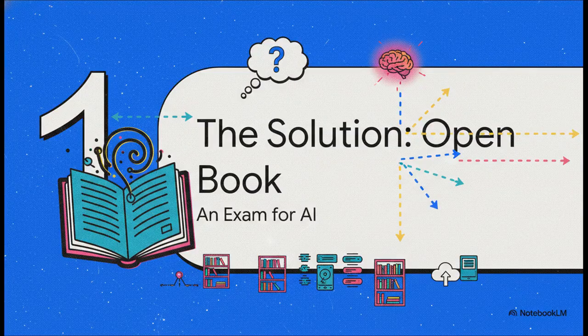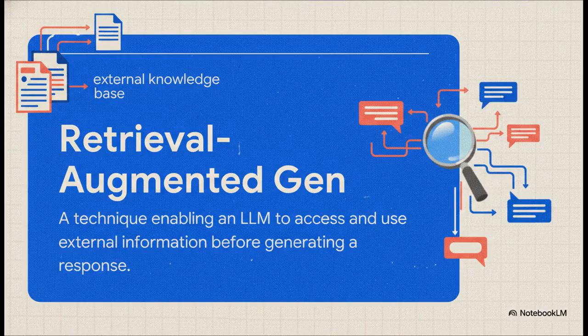Okay, so how in the world do we fix this? Well, think of it this way. If a standard LLM is taking a closed book exam, relying only on what it's managed to memorize, then the solution is to give it an open book. And that, right there, is the entire idea behind RAG. We're not trying to make the model memorize more stuff, we're giving it a library it can look things up in real time. So officially, what is RAG?